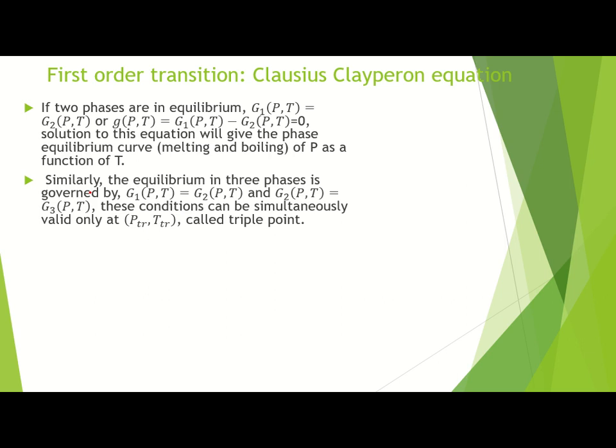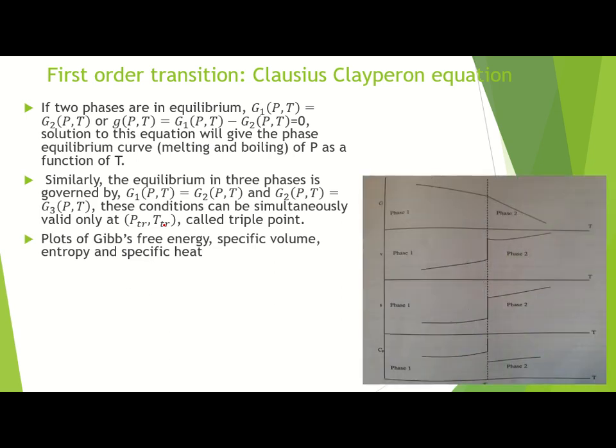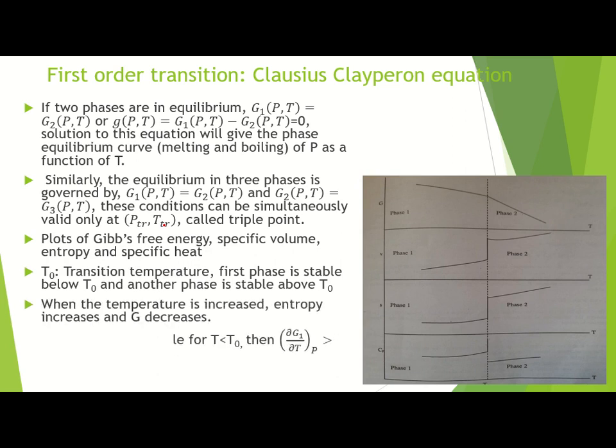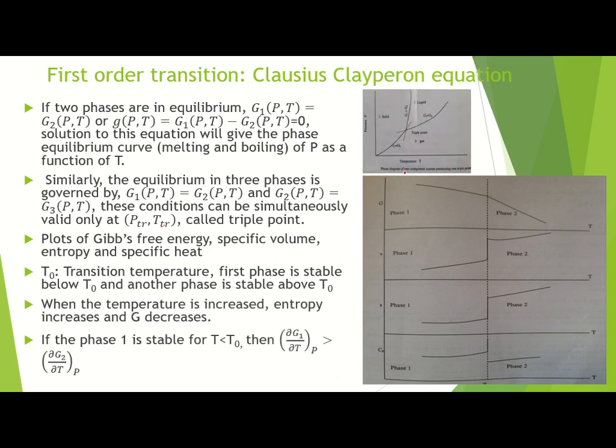So if you are at the triple point, then of course G1 will be equal to G2, and G2 is also equal to G3. That is the condition for the triple point. And these are the quantities which will vary discontinuously. So before that, I would like to come back to this. At this point, that is your triple point, G1 is equal to G2 equal to G3. Right. Now let's look at these curves.